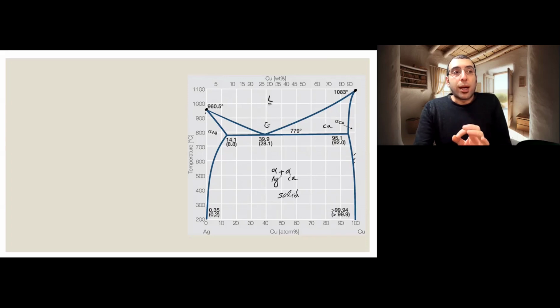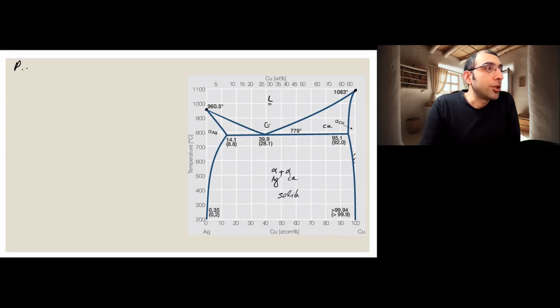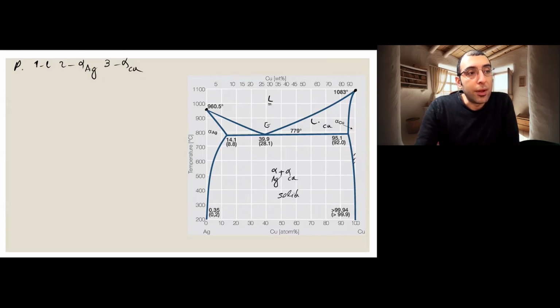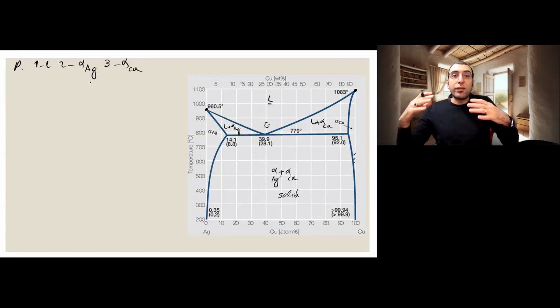So let's go with phase identification. How many phases, which I show with P, or what kind of phases do we have? Well, we have one liquid. So our first is liquid. The second is alpha silver, and the third phase is alpha copper, right? And here we have liquid plus alpha copper, where liquid is mentioned and alpha copper is also mentioned, and we have liquid plus alpha silver. Liquid is mentioned, alpha silver is also mentioned. So that's all the phases that we have.